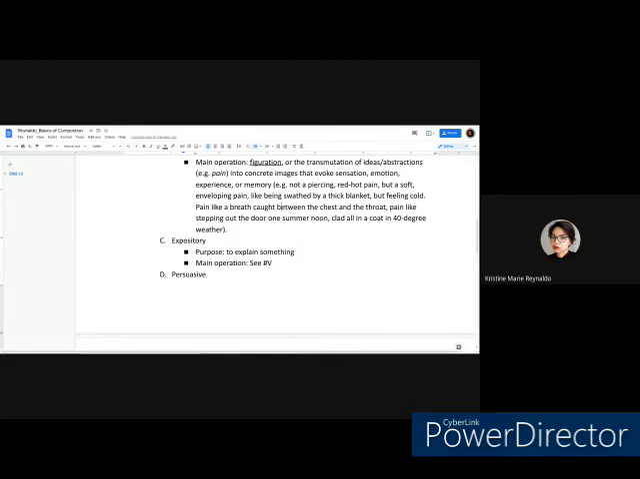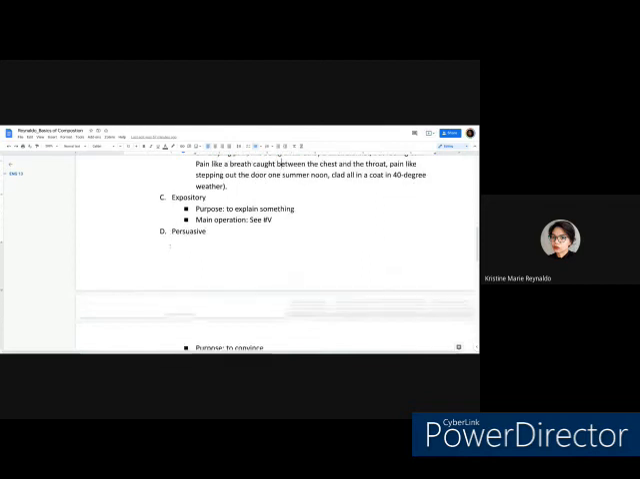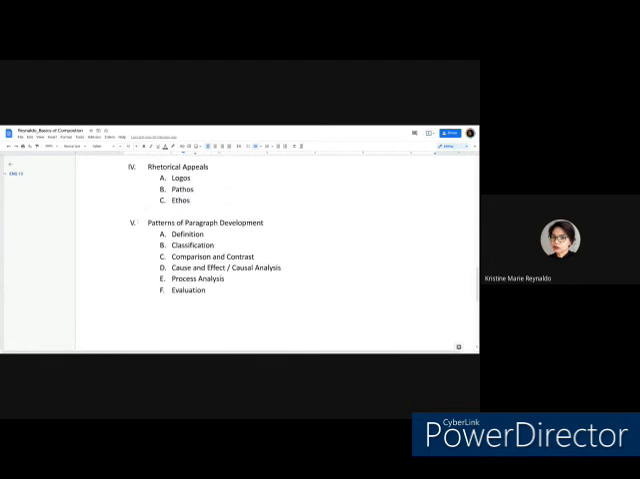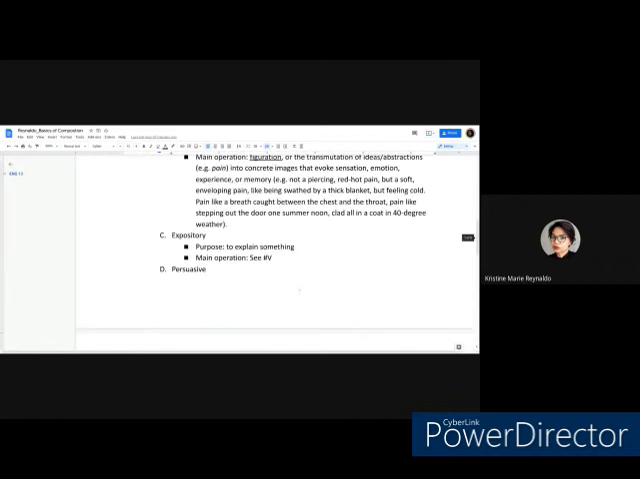So the next two basic forms of writing that we'll discuss are expository writing and persuasive writing. So exposition, the main purpose of exposition is to explain something. And in order to explain something, there are various strategies that you can use. Here in number 5, patterns of paragraph development, which I'll get to later.